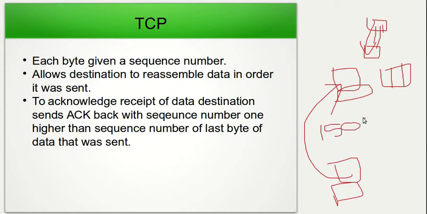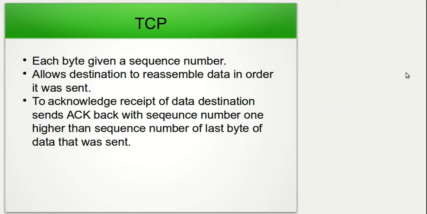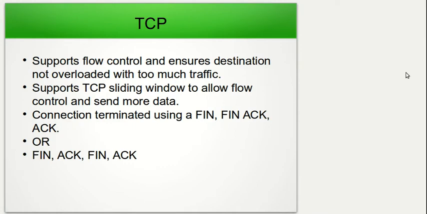That means that not only did PCB receive the byte of data with sequence number 1500, it also received all bytes with a sequence number below 1500. So all bytes of data with a sequence number up to 1500. That's how we can acknowledge a whole bunch of bytes in one go by using one acknowledgement message. And TCP supports flow control and ensures the destination device doesn't get overloaded with too much traffic.